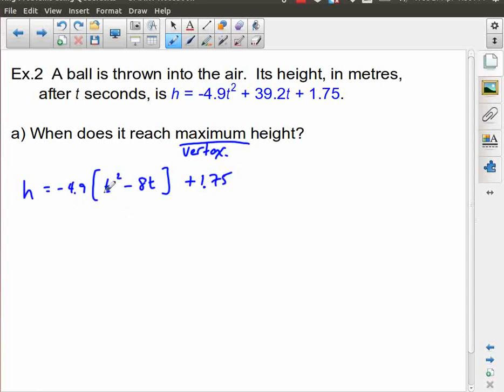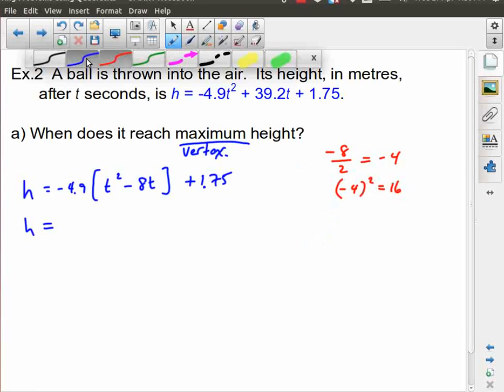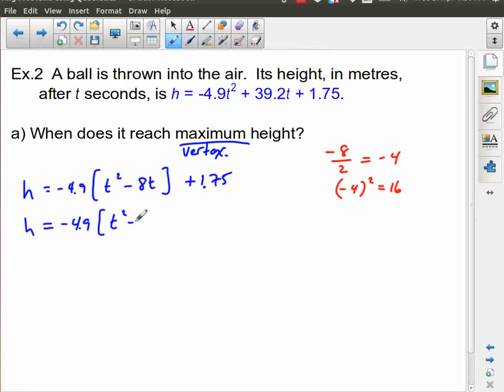And now I'm going to complete the square on this. So I've got a negative 8 as my t term. I divide that by 2, and that's equal to negative 4. And then I take negative 4 and I square it, and I end up with positive 16. So now I get negative 4.9 t squared minus 8t, and I'm going to add 16 minus 16 inside the bracket, plus 1.75.